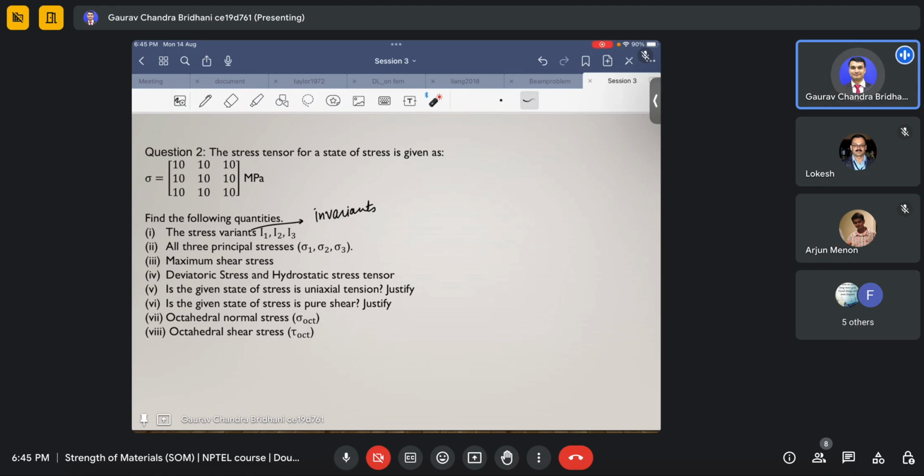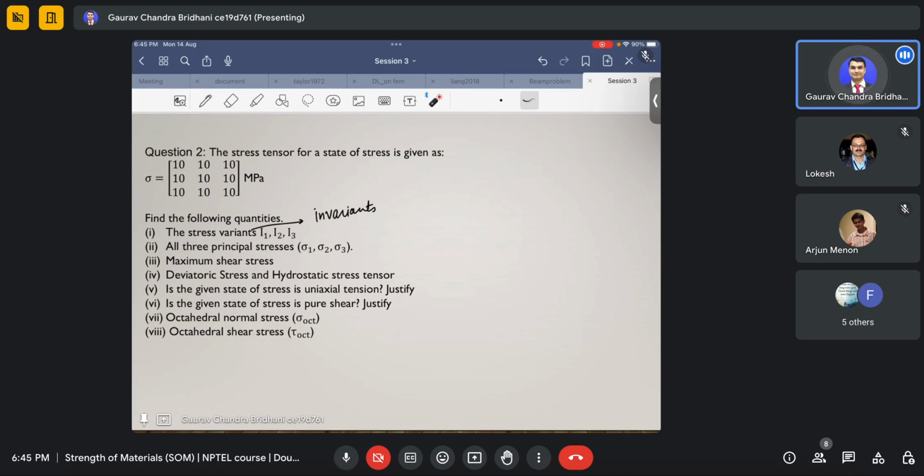One part of the stress tensor will be hydrostatic, and the other part will be deviatoric. So we'll find those components, and then we have to check whether this given state of stress, which is given here by this tensor, is a uniaxial tension state, and if it is, how we can say that, and is it a pure shear state? If it is, how we can say that? And then we'll find the octahedral normal stress and the octahedral shear stress.